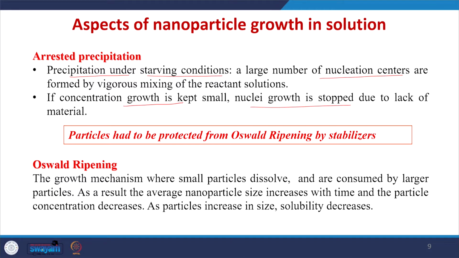And the next one is Ostwald ripening. Here, the growth mechanism is the small particles get dissolved and are consumed by the larger particles. As a result, the average particle size increases with time, and the particle concentration decreases. Once the particle size is increased, that will decrease the solubility. We have to control the particle size by adding stabilizer. We have to protect the particles from Ostwald ripening by adding the stabilizing agent.